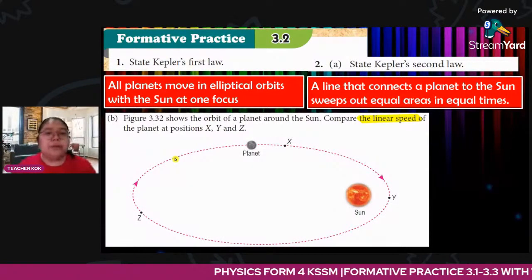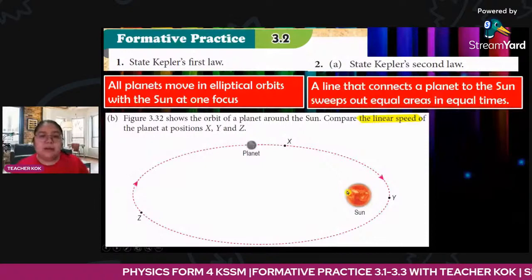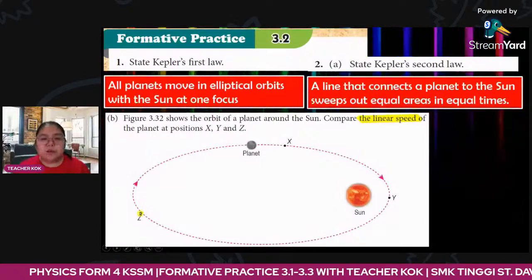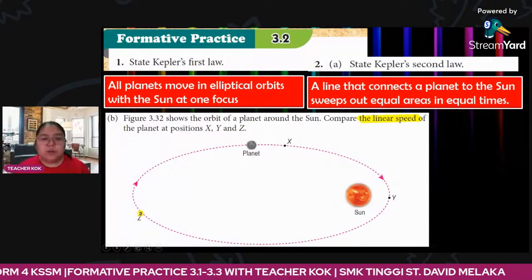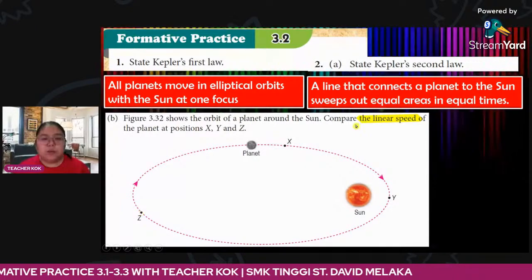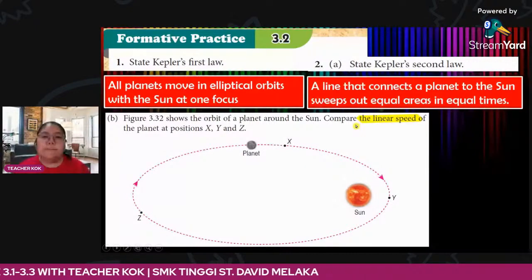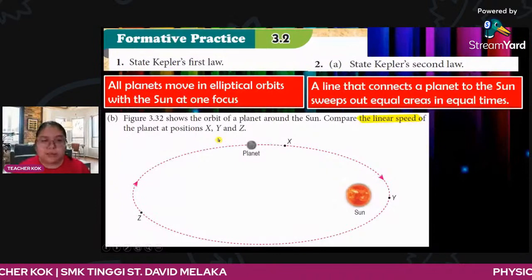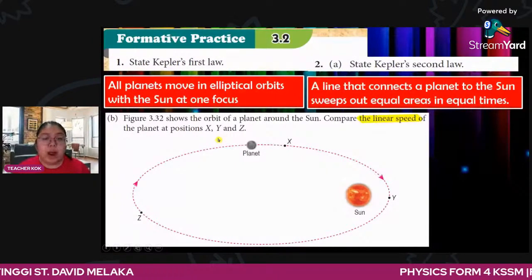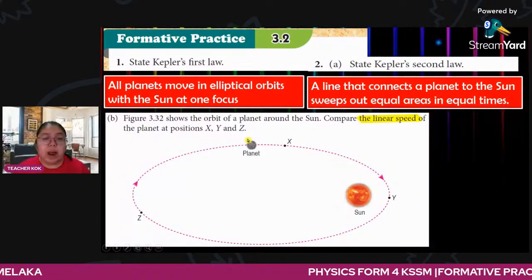Okay, this one is the sun. You can see we got X, we got Y, we got Z, different positions of the planet orbiting the sun. Compare the linear speed of the planet at the position X, Y, and also Z. Remember the formula for the linear speed? Just now I showed you.